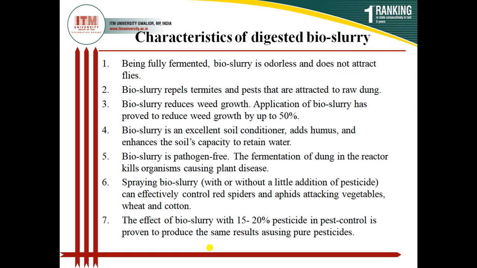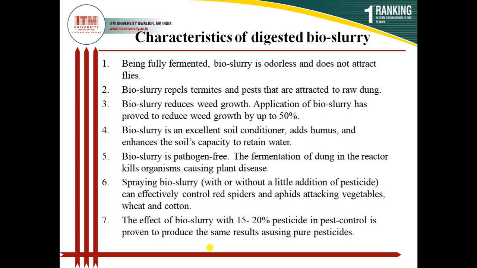It is fully fermented. So bioslurry is odorless and doesn't attract any flies. इसमें कोई बुरी बदबू नहीं आती है, मक्खियाँ इसके ऊपर नहीं मंडराती हैं. Bioslurry repels termites and pests that are attracted to raw dung. जो कच्चा गोबर है उसकी तरफ बहुत सारे टर्माइट्स और पेस्ट आते हैं. When you apply this bioslurry to your field for organic farming, termite and pest control is also an advantage. This bioslurry reduces the weed growth.